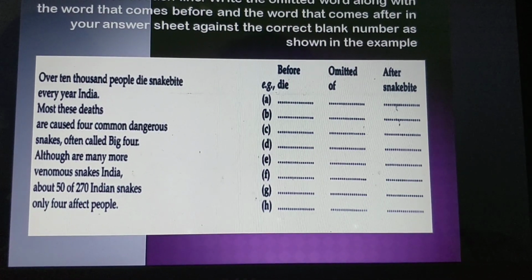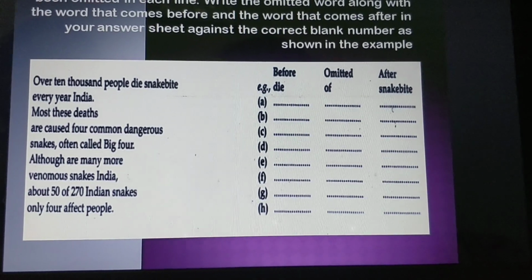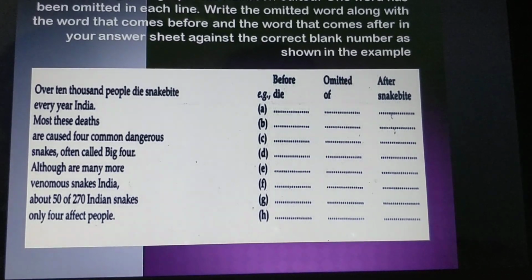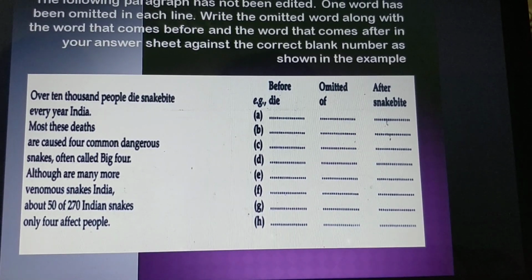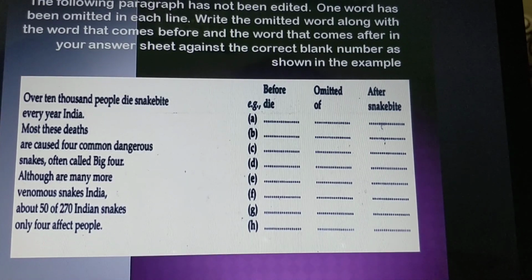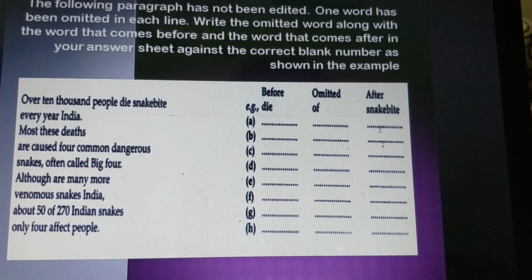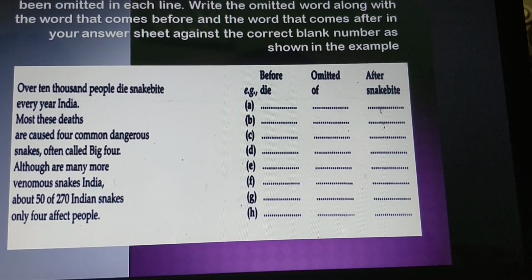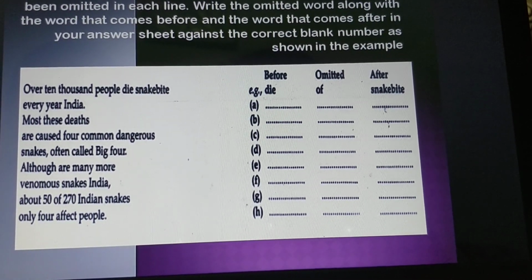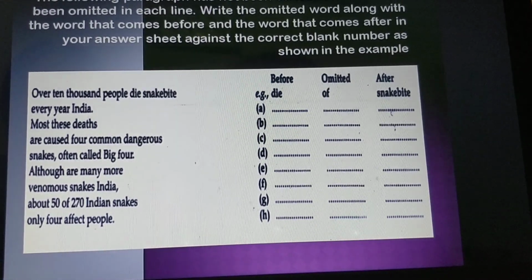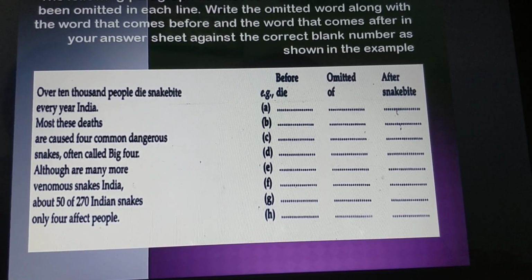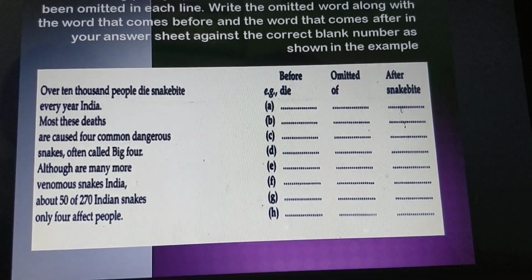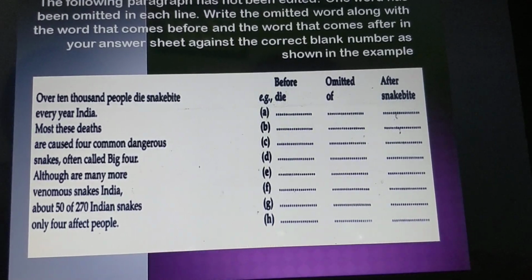Most these deaths, what should be there? Most of these deaths. Most of these deaths are caused by. Word omitted is by, and we will write caused, then we will write by, and then 4. Common dangerous snakes, often called the Big Four. We'll write called and then we'll provide the omitted word, that is the, and then Big.